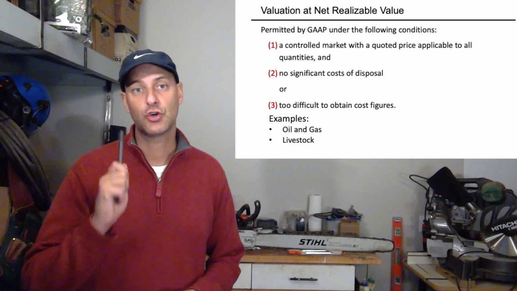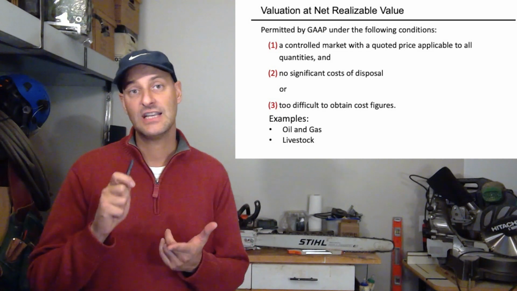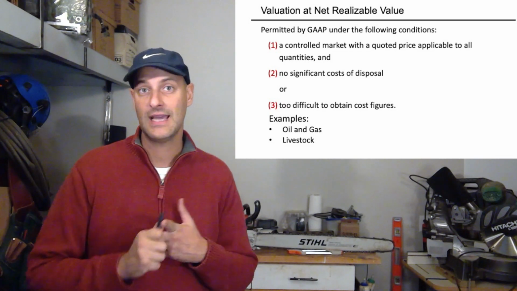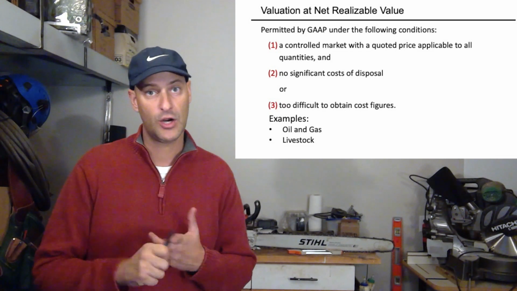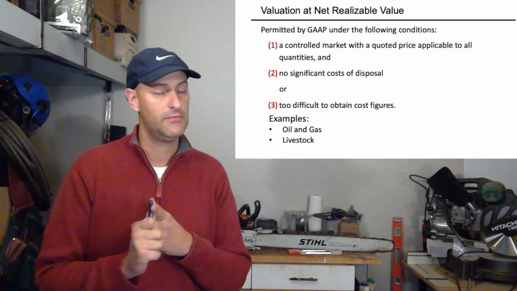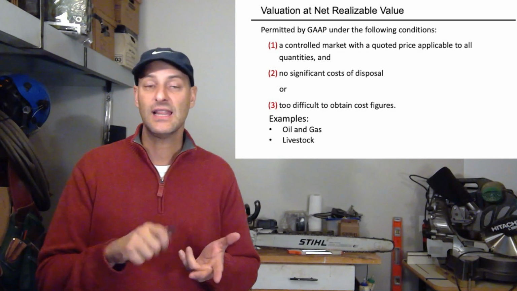So there has to be a controlled market. This is the case for a lot of oil and gas products. There is a quoted, controlled market that fits that category, and a lot of livestock.